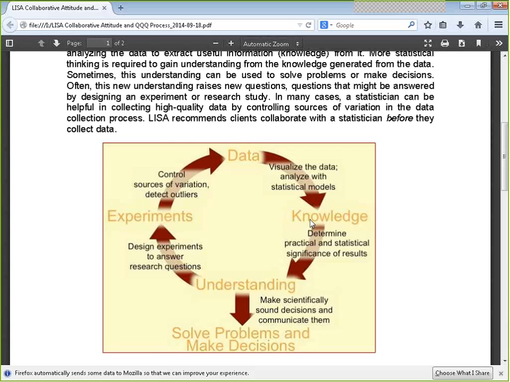And so in some cases, now that the researcher knows more about a project or a problem, they'll design another experiment and start the circle again, or hopefully they can make scientifically sound decisions. They can use that understanding to solve problems and make decisions. Now, statisticians are important in all of these aspects. And so as collaborative statisticians, we try to get involved in the designing of the experiment or the research study. That ends up leading to much higher quality data, which is easier to analyze and easier to interpret.